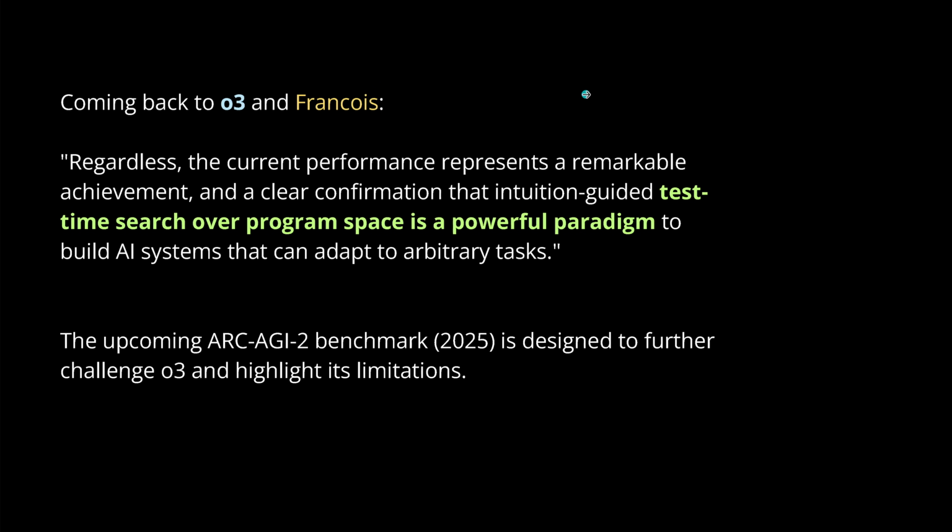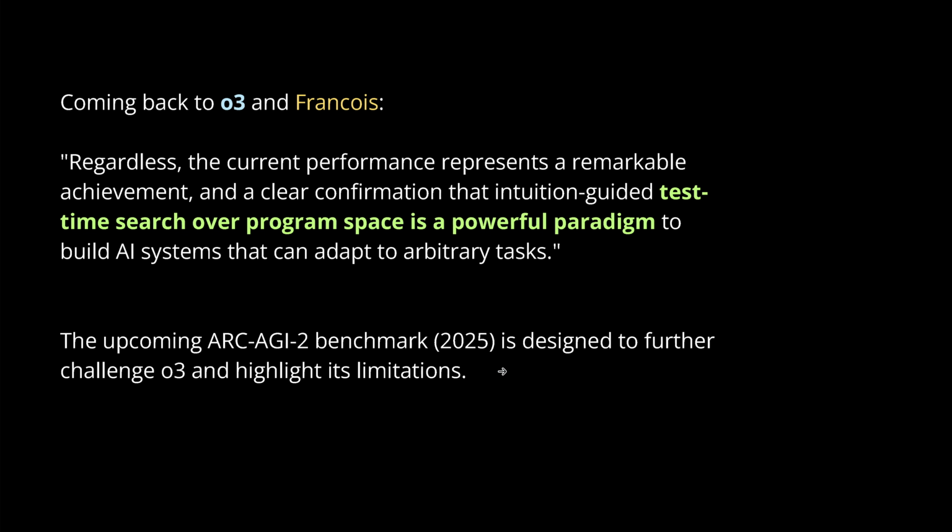So coming back to O3 and Francois now, Francois tells us, regardless, the current performance represents a remarkable achievement and a clear confirmation that this intuition-guided test time search over the program space is a powerful paradigm to build an AI system that can adapt to arbitrary tasks. And he tells us the new ARC-AGI 2 benchmark to be published in 2025 is already designed to further challenge O3, and it will highlight and focus on the limitations of O3 and will be the benchmark to beat.